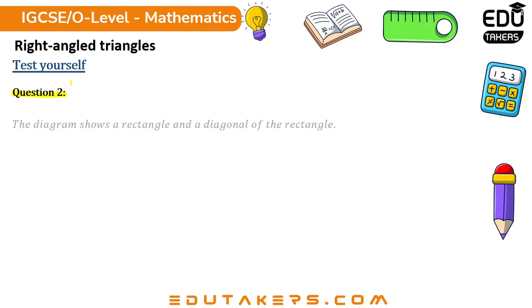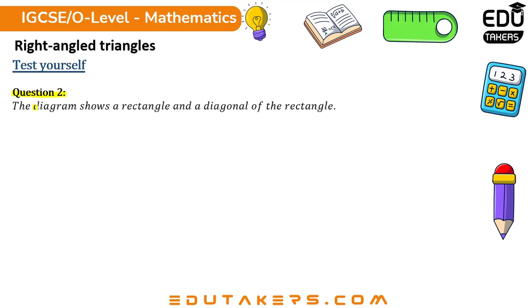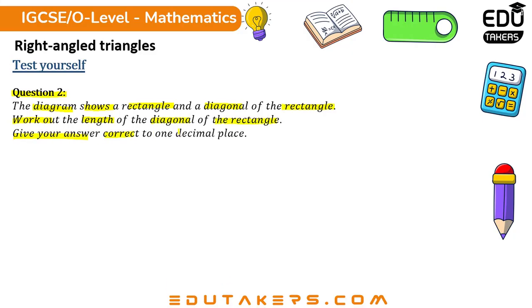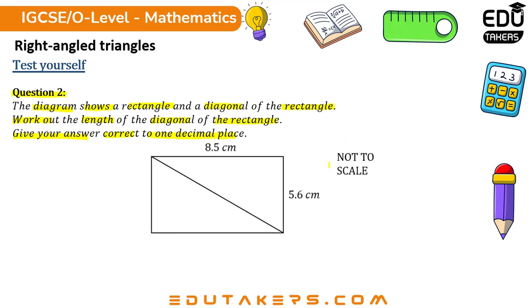Question 2. The diagram shows a rectangle and a diagonal of the rectangle. Work out the length of the diagonal of the rectangle. Give your answer correct to 1 decimal place. The diagram is given, which is not to scale. It's a 3-mark question.